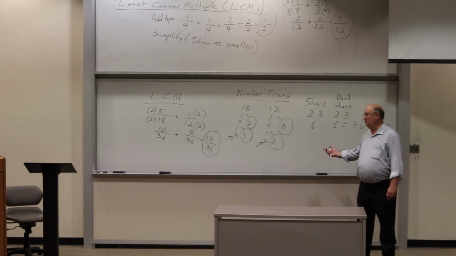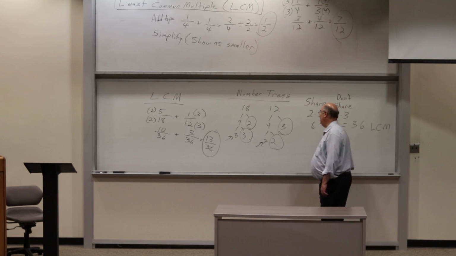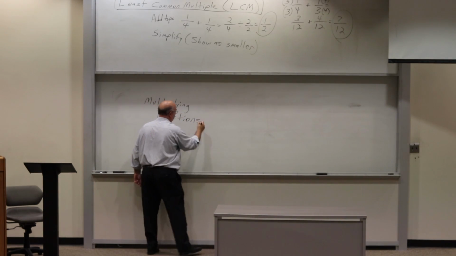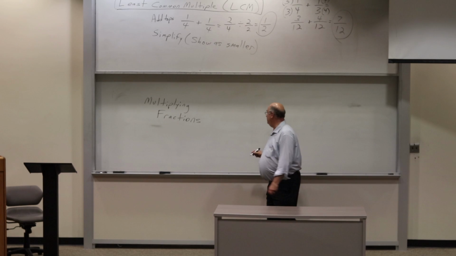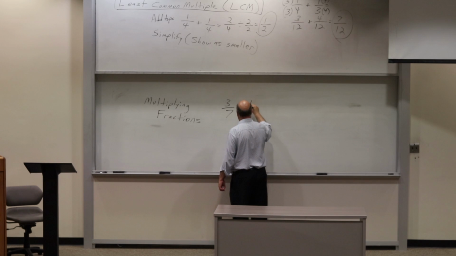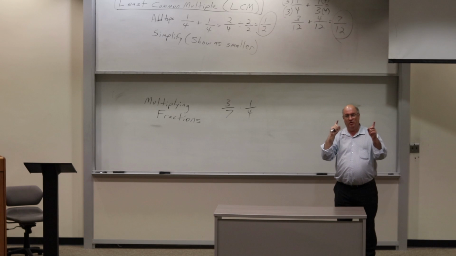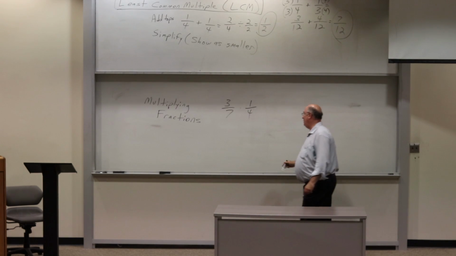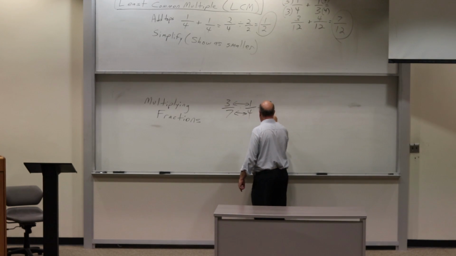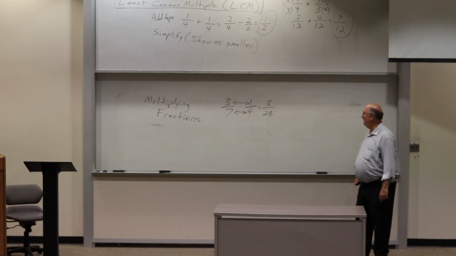As I mentioned, subtraction, we do the same thing. Multiplying, probably the easiest of the 4 operations. All right, let's take a look at that. Pick a number, any number. Okay, how about 3/7 times 1/4? Okay, multiplying, nice and easy. Numerator times numerator, denominator times denominator. Doesn't get much better than that math-wise.